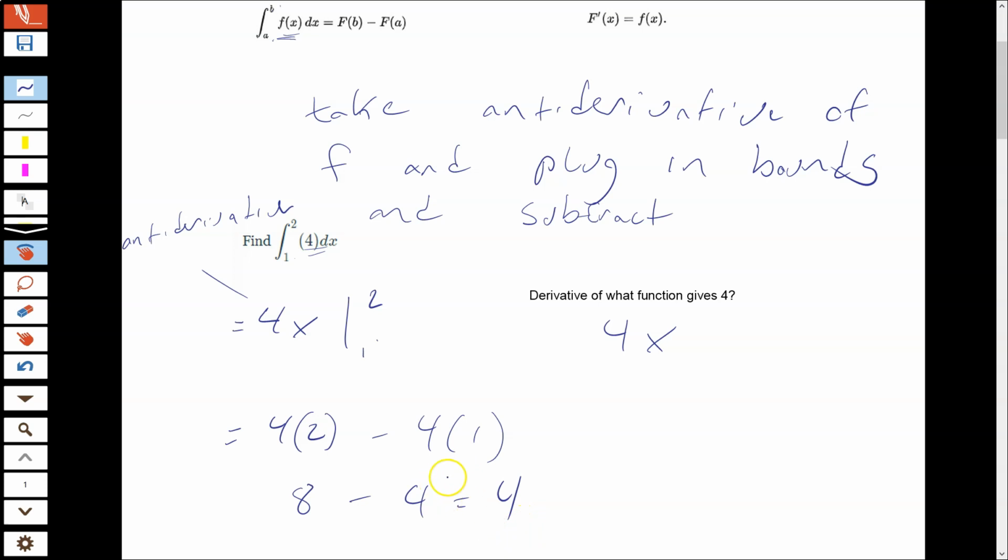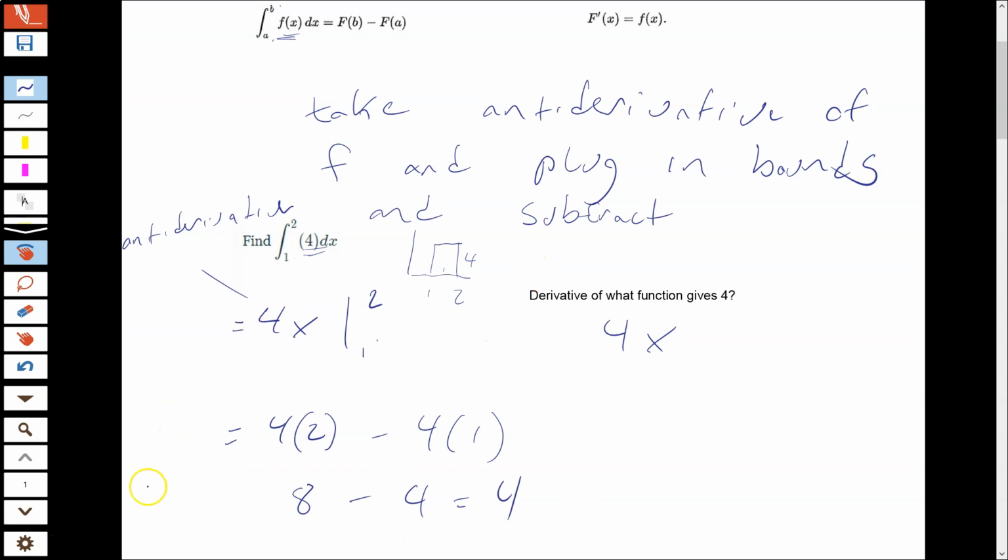This makes sense too, because if we picture this function, it would just be a horizontal line at y equals 4, and with our bounds from 1 to 2, we have a rectangle with width 1, height 4. So 1 times 4 is 4. This corresponds with area, and we can see that really easily when we have a constant function like that. Anytime you just have a plain old number in the integral, your antiderivative is going to look like this, and your work is going to look similar to this.